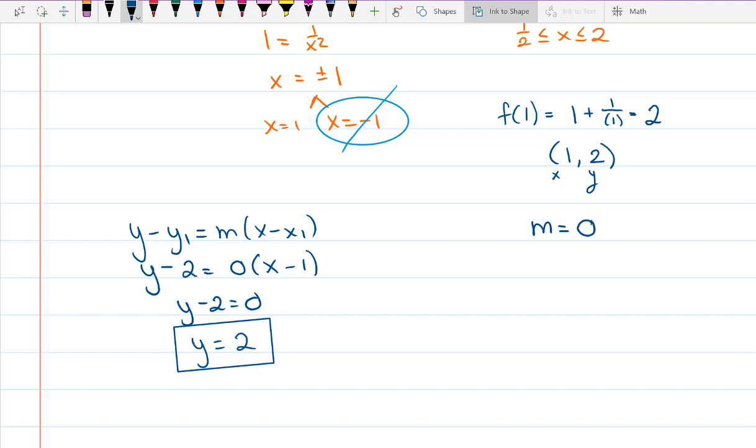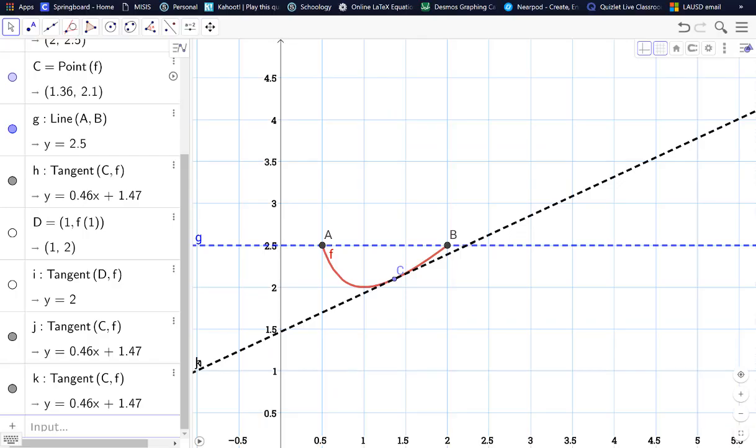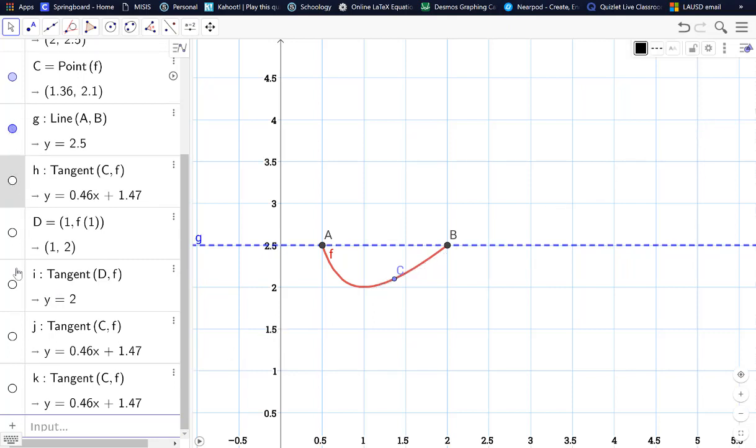And to just confirm that, let's look at the graph. If I look at the tangent line, if I look at the line right here, you can see these lines are parallel, and this is y equals 2.